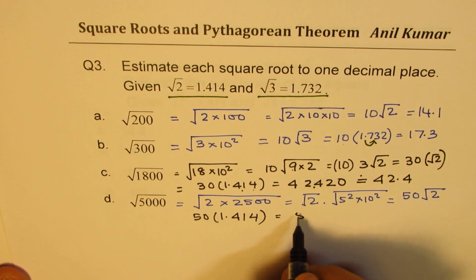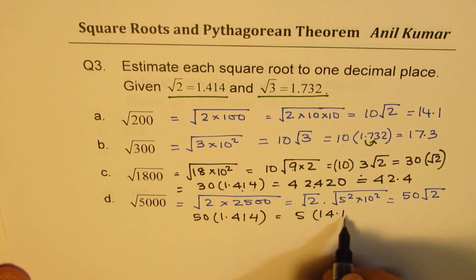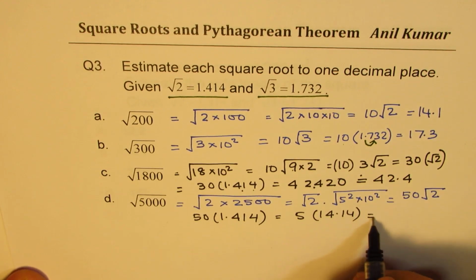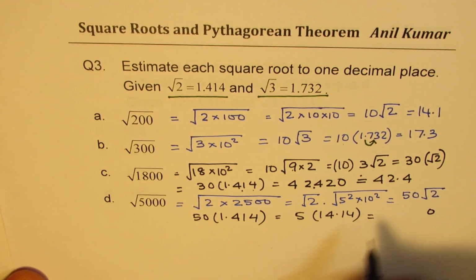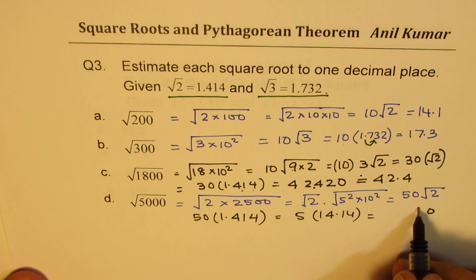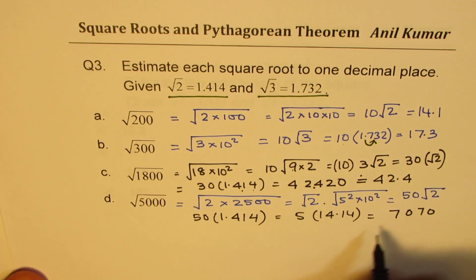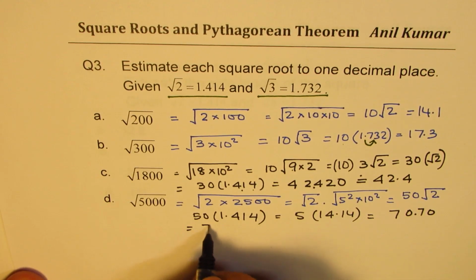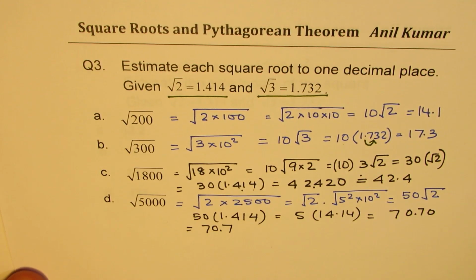Or you have to multiply 5 by 14.14. You could do it like this, correct? Now you can multiply. 5 times 4 is 20. 5 times 1 is 5, and 2 is 7. Put the decimal after two places. You get 70.7 as your answer.